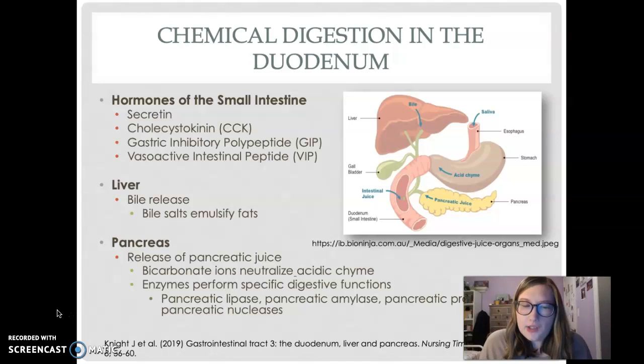Pancreatic proteases, like trypsin, function to further break down proteins that have already been denatured in the stomach into amino acids. And lastly, pancreatic nucleases, DNase and RNase, are enzymes that break down both ingested DNA and ingested RNA into their nucleotides for recycling.